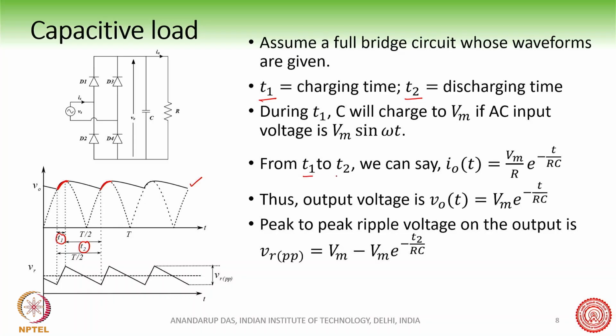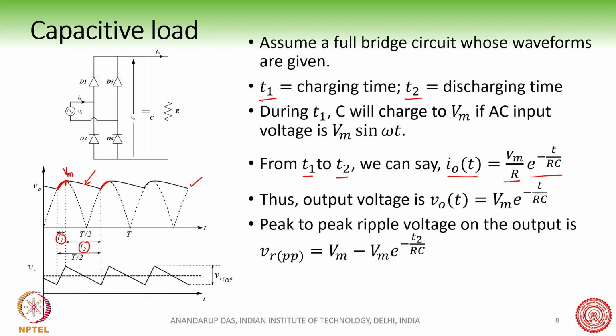From T1 to T2, this point is Vmax, Vm, after which the AC voltage starts to fall, and therefore the capacitor is disconnected from the diode bridge rectifier, or from the input side, and it starts to discharge. So we can say that the output current here is Vm by R e to the power minus t by RC. It is falling with an RC time constant tau.